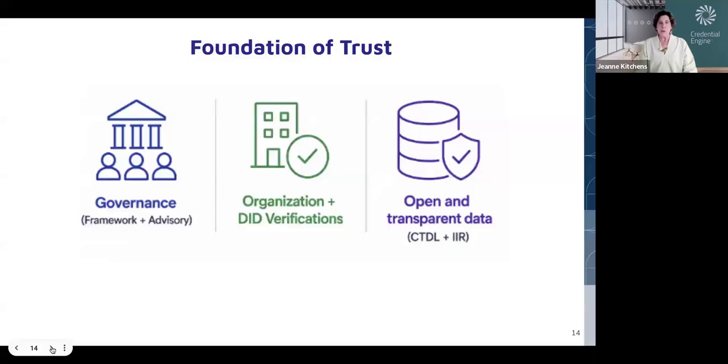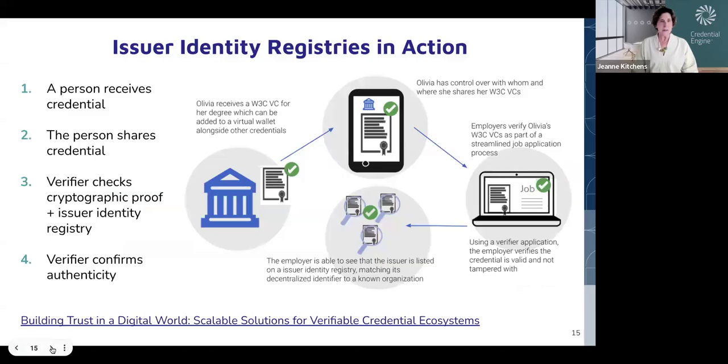So for Credential Engine, how we want to think about this is a foundation of trust. We have governance, we have organization plus decentralized identifier or DID verification, a two-part process, and open and transparent data. And that is the Credential Transparency Description Language, or CTDL, plus the IIR. So we're combining that data to add more trust in ecosystems. Go ahead, Ariel. And here's a picture.